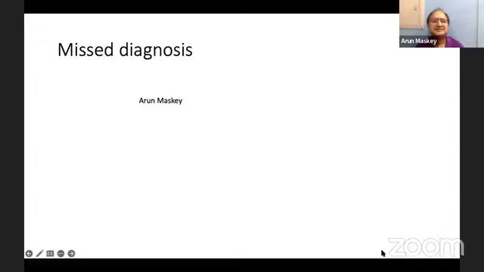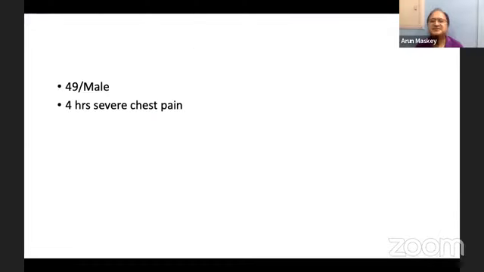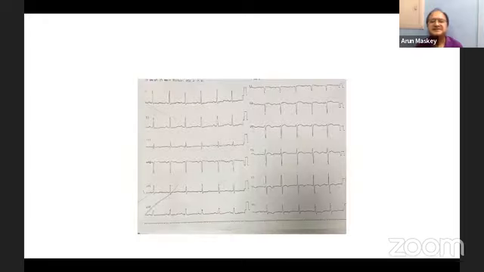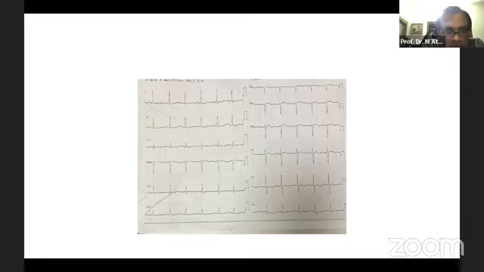This was a 49-year-old male who came with 4 hours of severe chest pain. The patient was hemodynamically stable. Any comment on this EKG? This is 4 hours of chest pain, hemodynamically stable, severe chest pain in the emergency. There's a biphasic T wave in V1, V2, Wellens type. So what do you want to do in this patient?